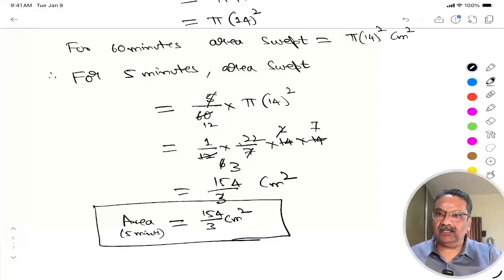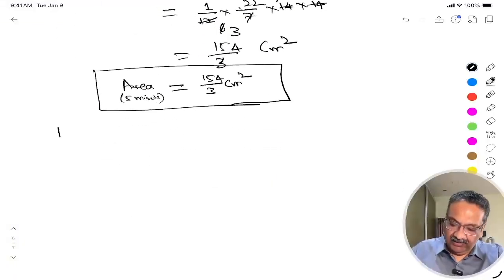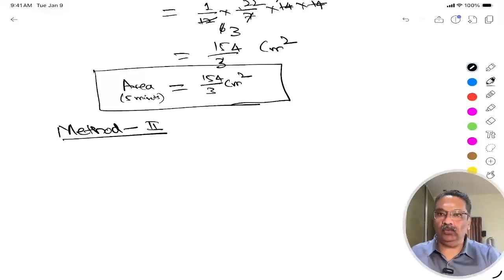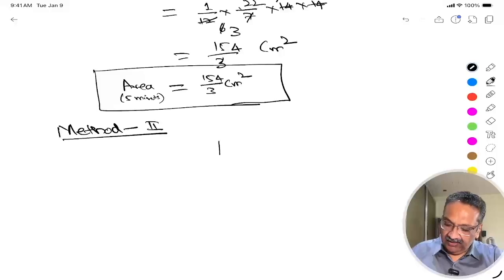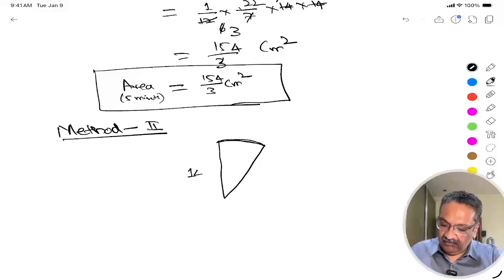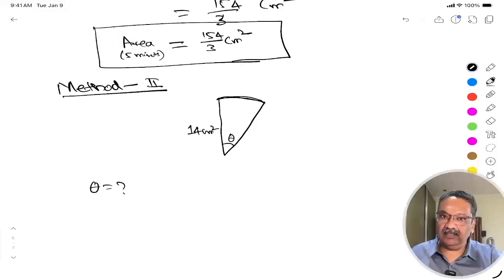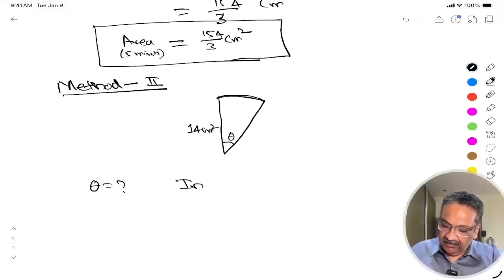Now see, there is another method of solving this. Okay, see, method 2. See how is that? See, the area swept by the clock is what? It is a sector. Okay, see, we have 14 centimeters. In 5 minutes, what is theta? Theta we have to find, correct? This is a sector. In 60 minutes, the angle is equal to how much?